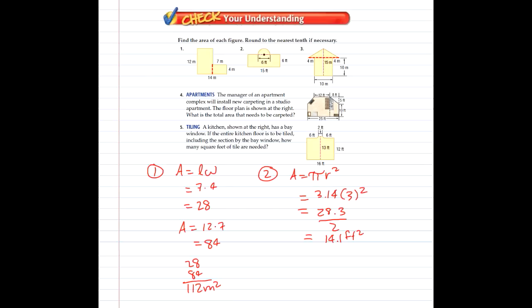My rectangle that's left over then is a 6 by 15, which is 60 plus 30, which is 90. So then I'm going to add my 14.1 and my 90, which gives me 104.1, and that is square feet.